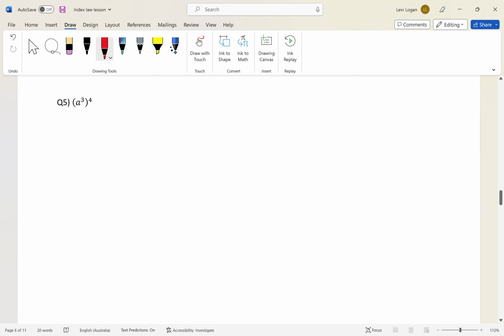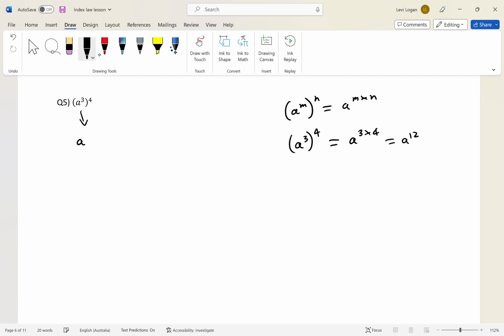a to the power of 3, all to the power of 4. If you want to have a go at this question, feel free to pause the video. This is our third index law. Recall, if you have a to the m all to the power of n, that's the same as a to the power of m times n. This is very similar, so we can just replace our letters. We have a to the power of 3 all to the power of 4. That's the same as a to the power of 3 times 4. 3 times 4 is 12, so this turns into a to the 12. And boom, that's the answer.